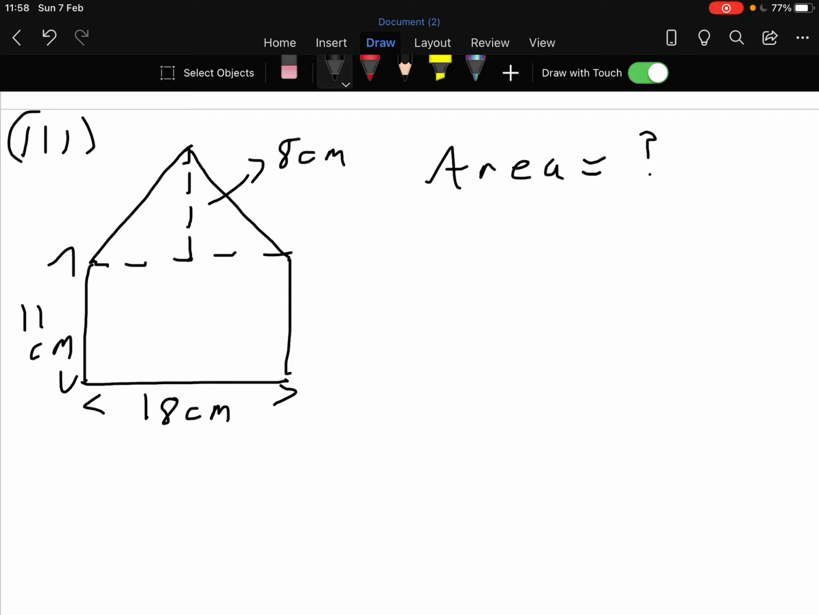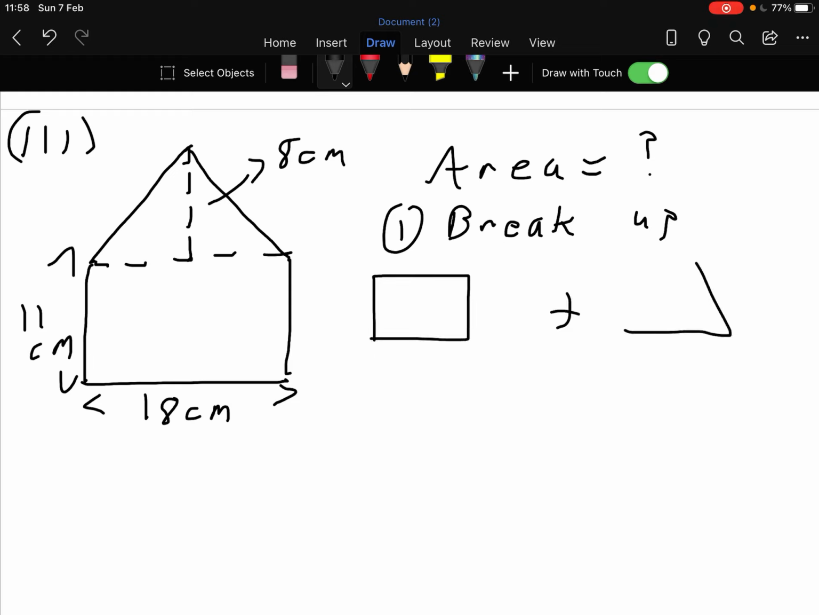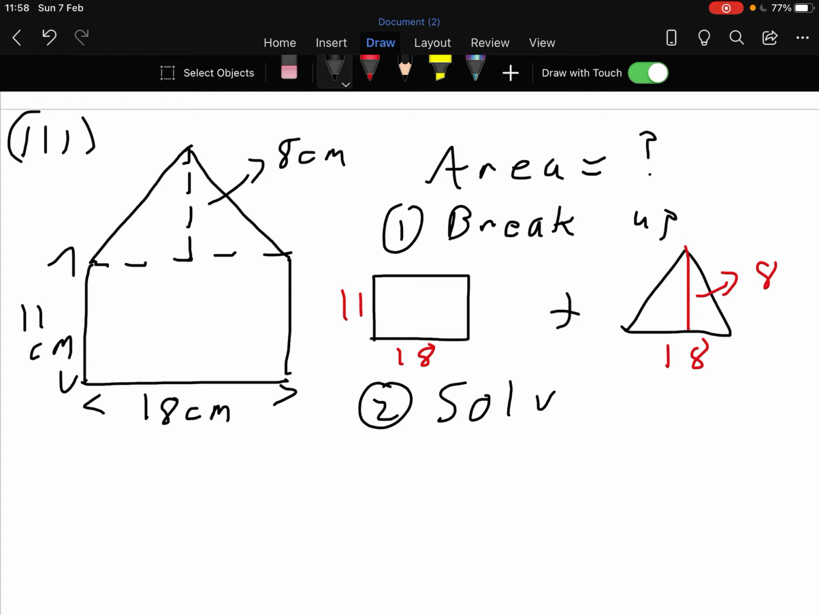Okay. So first things first, draw your two shapes. So step one, break up. So what do we have? We have a rectangle and we have a triangle. So what are our values for the rectangle? Well, that's easy enough, 18 and 11. What's the value for the triangle? 18, and our vertical height was 8. You see? So step 2, solve. Okay, so step 2 is simply solve.